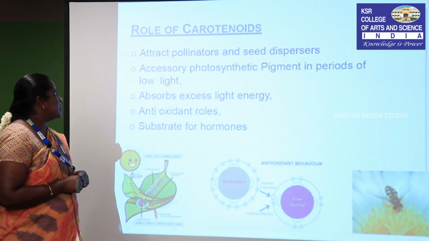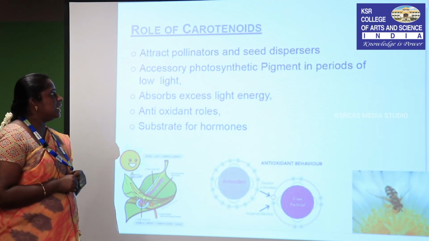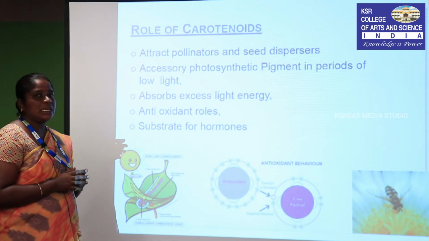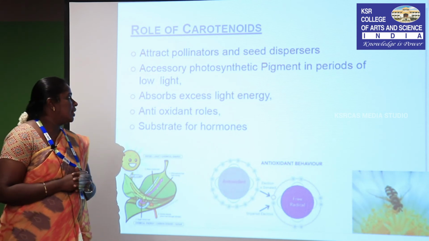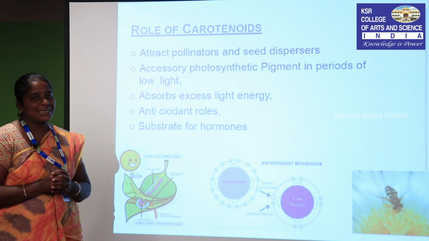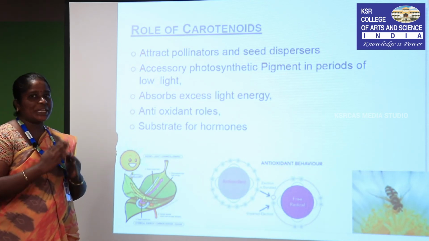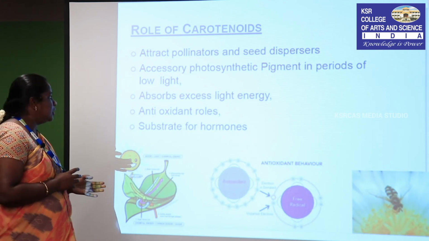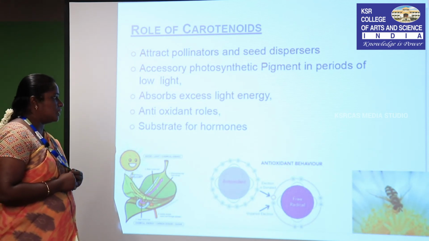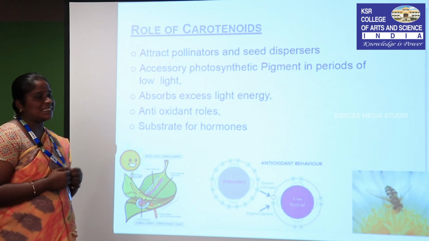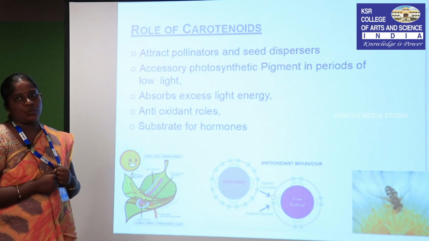Role of carotenoids: attract pollinators and seed dispersers. They act as accessory photosynthetic pigments in low light conditions. They also absorb excessive light energy. These are the main roles involved in carotenoids. Then antioxidant roles are involved. Then substrate for hormones. So, these are the main categories involved in carotenoids, like antioxidants and substrate of hormones.